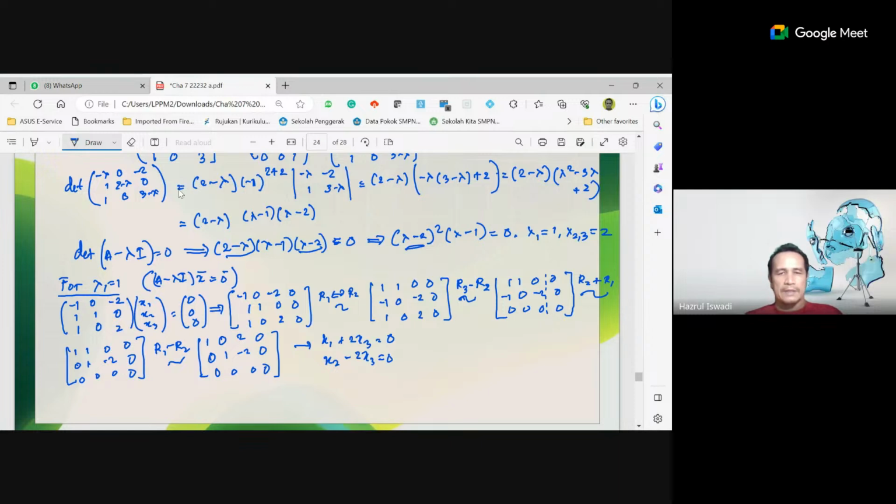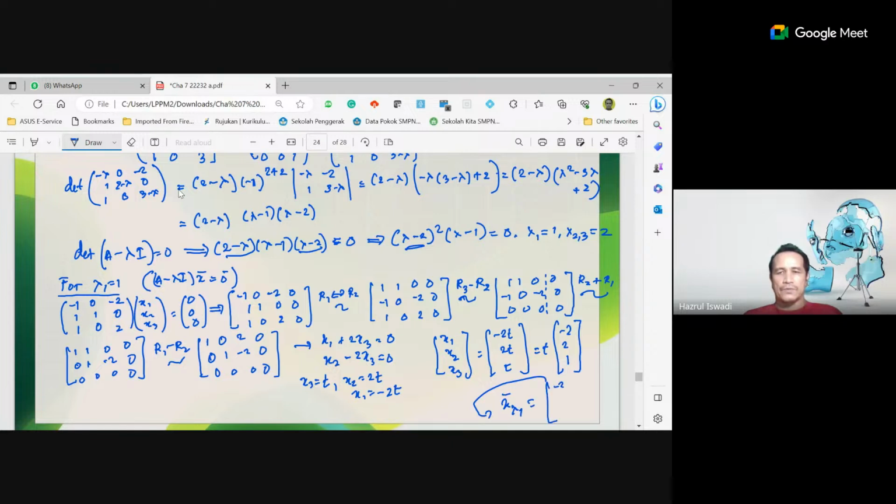Let x3 equal t. So x2 will be 2t and x1 will be minus 2t. Rearranging x1, x2, and x3, this is minus 2t, 2t, and t. Then extracting t, we have minus 2, 2, and 1. So the eigenvector for lambda 1 is (-2, 2, 1).